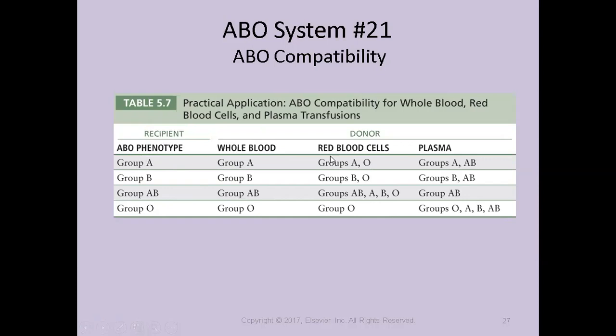You can always get your own type. Okay? So we can see type. Remember, AB is the universal red cell recipient, and so they could get AB, AB, or O. And if you're group O, you can only get O.